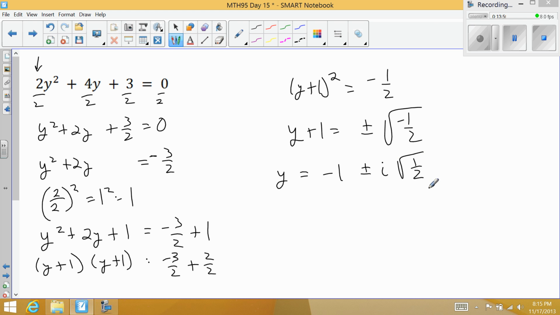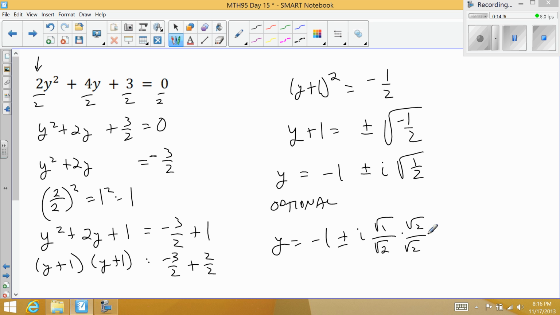I will warn you, when checking answers in the back of the book, they are going to rationalize the denominator because they don't like to leave fractions inside a square root, and they don't like to leave the square root in a denominator in particular. So what they're going to do, and this is entirely optional, is they're going to take this sort of answer, so the square root of 1 half is the square root of 1 over the square root of 2. They're going to multiply top and bottom by the square root of 2.